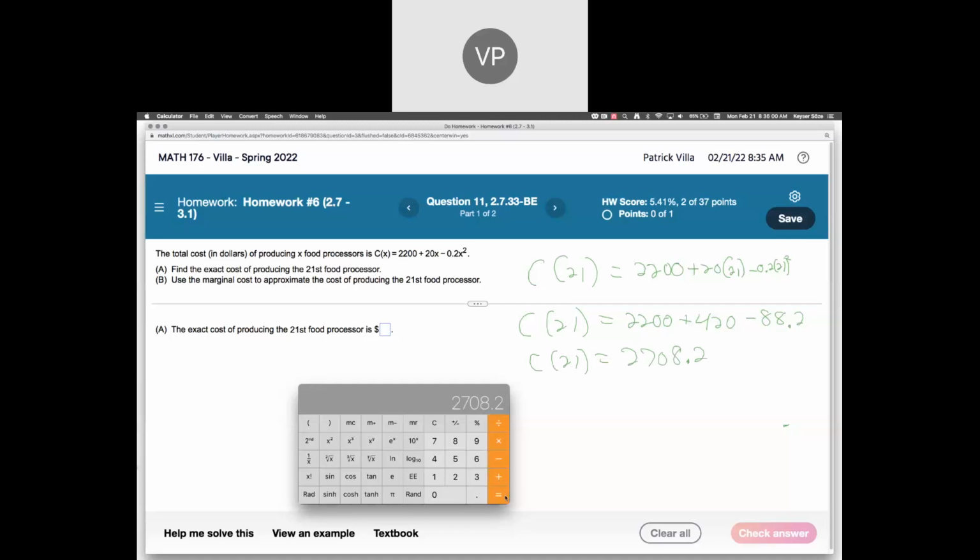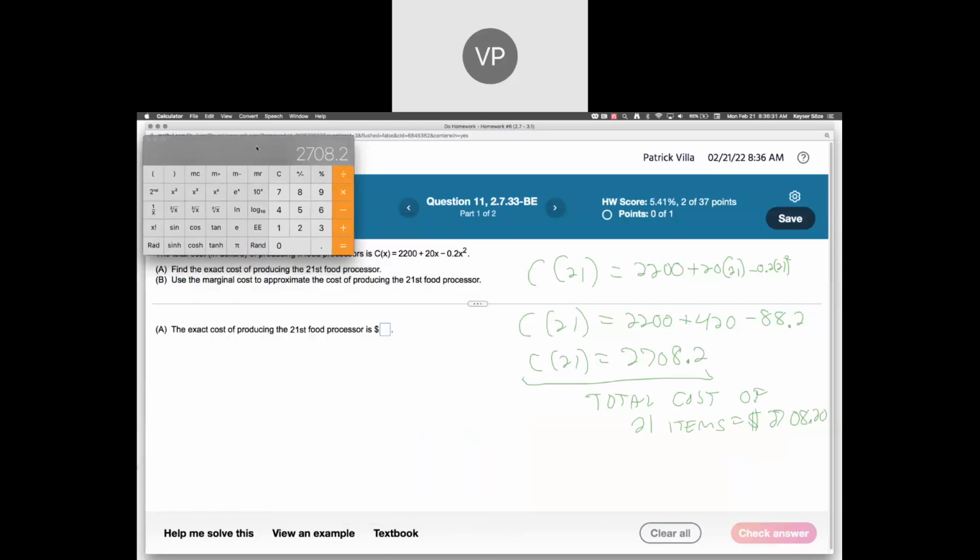2708.20. Now let's make sure we interpret these results fine. What this means is the total cost of 21, what are they, processors, items, I'll just say items here, is $2,708.20. That's the total cost of making that many. So it's not making one, it's making 21 of those items cost that much.